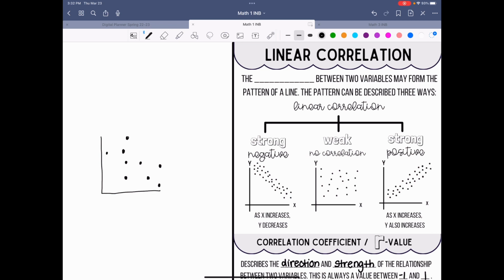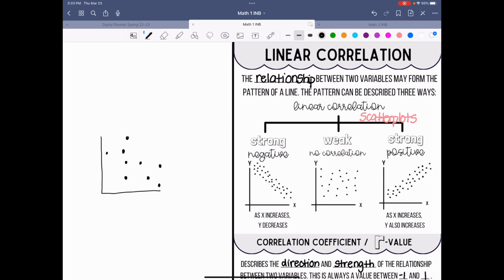So we wind up creating what we call a scatter plot. They're called scatter plots because we plot the data and the points can be scattered about. But what we're going to talk about today is what type of relationship happens with those scatter plots. The relationship between two variables may form the pattern of a line. It may look somewhat linear, but it's not a perfect linear pattern. And the pattern can be described in 3 ways.